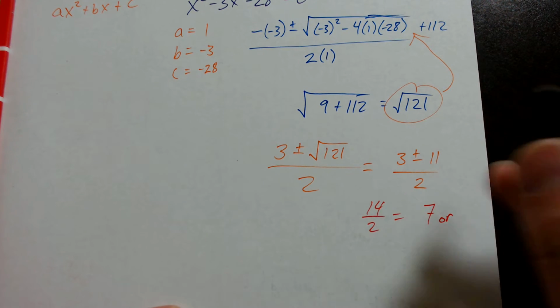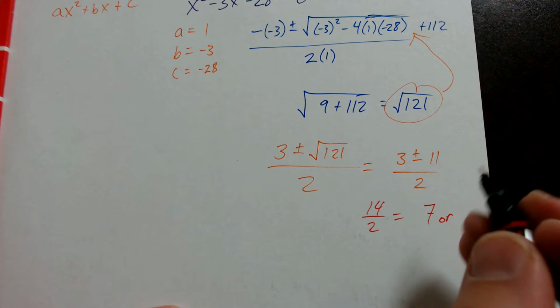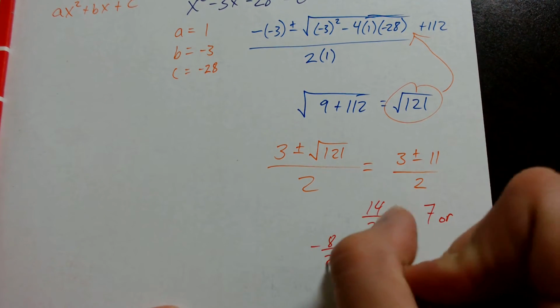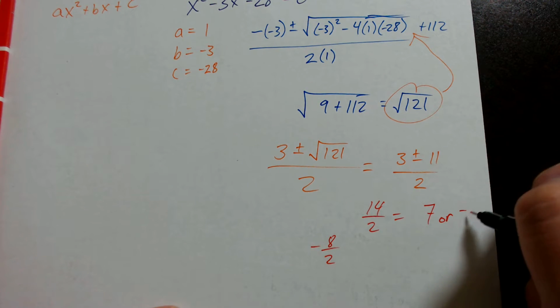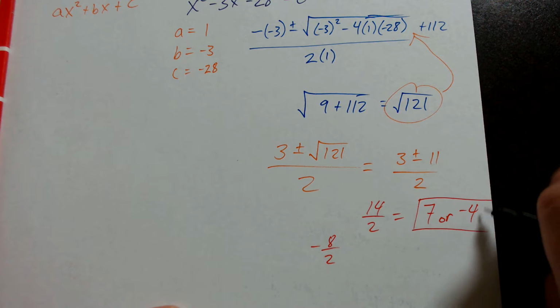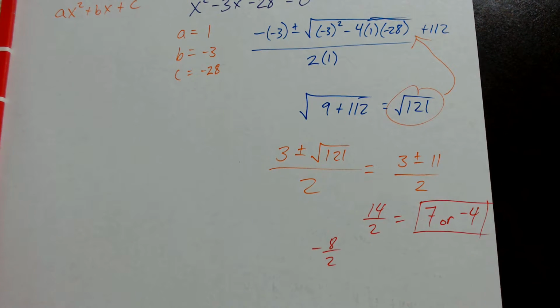And then if I did 3 minus 11, that gives me negative 8 over 2, which is going to equal negative 4. So my two answers are 7 or negative 4. And that's how you solve using the quadratic formula. It's not much more complex than that.